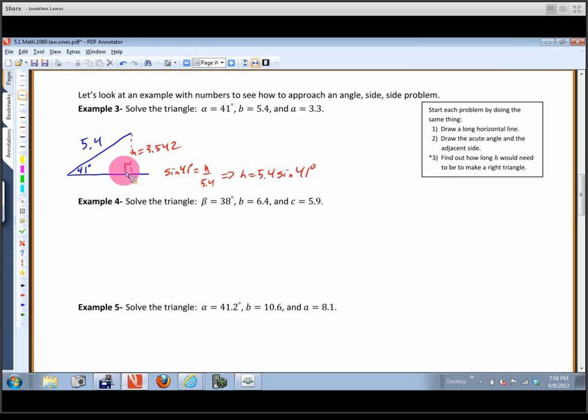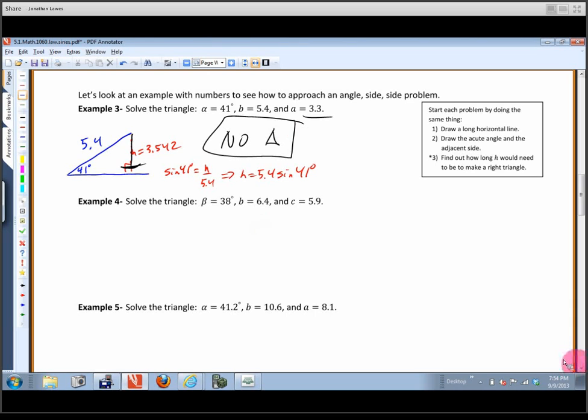Well, let's look at what we've got here. Side A is 3.3, so side A would be about that long right there. It would dangle around right here. It's not long enough. It's not bigger than H. So there's no way we can bring this down here and touch that side. So we have no triangle. And we kind of like it when that happens, because at that point we're just done. Okay, so let's take a look at the next one.